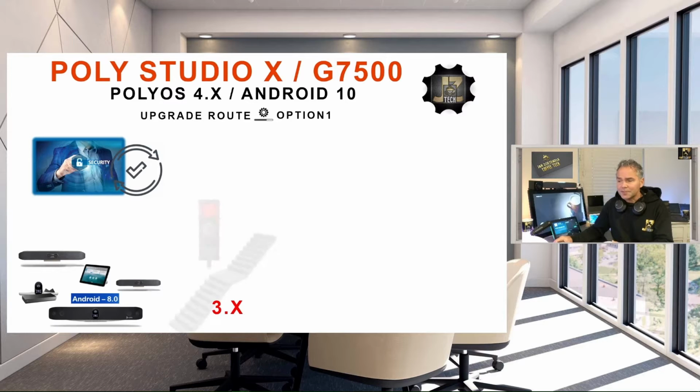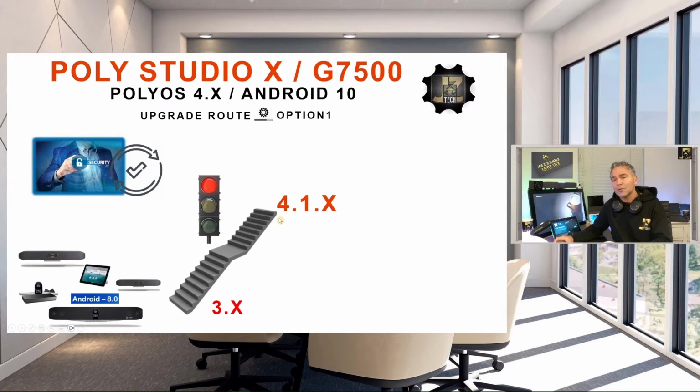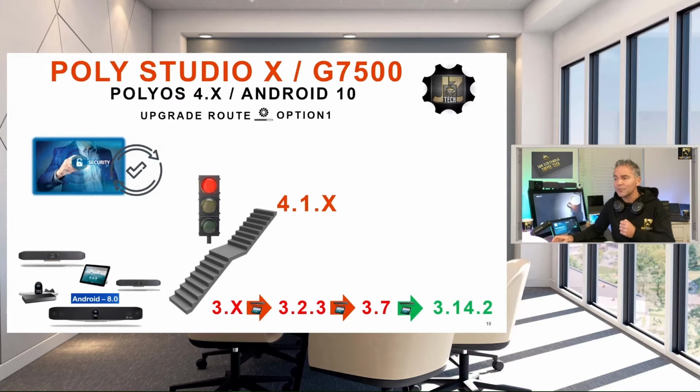Now to get from that 3.x to that 4.1.x release, you cannot just upgrade like that, because if you go from 3.8 to 4.1, anything could happen. You have to make sure that you are on a base release on the 3.x. Now what are those steps? You go from the 3.x to 3.2.3, the step in 3, then you go to 3.7 or 3.8, and then you move to the final destination, the 3.4.1 or 3.4.2.